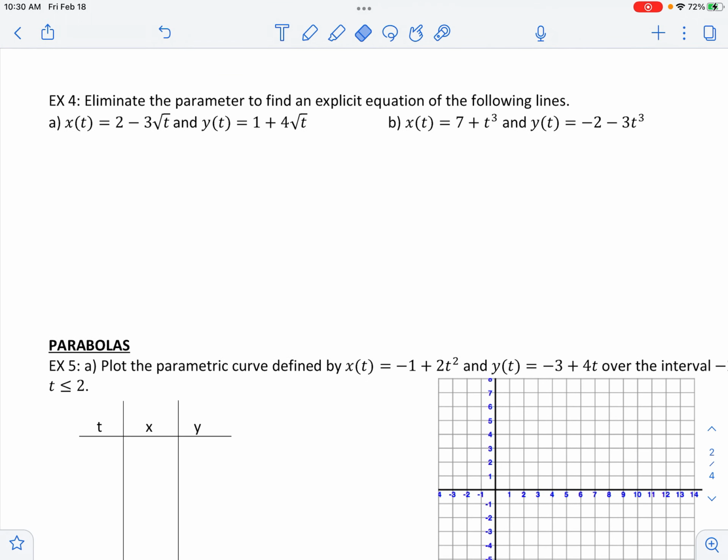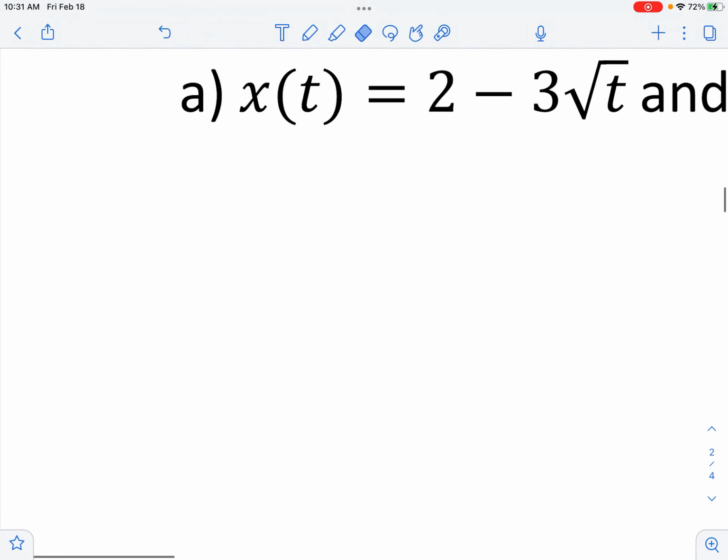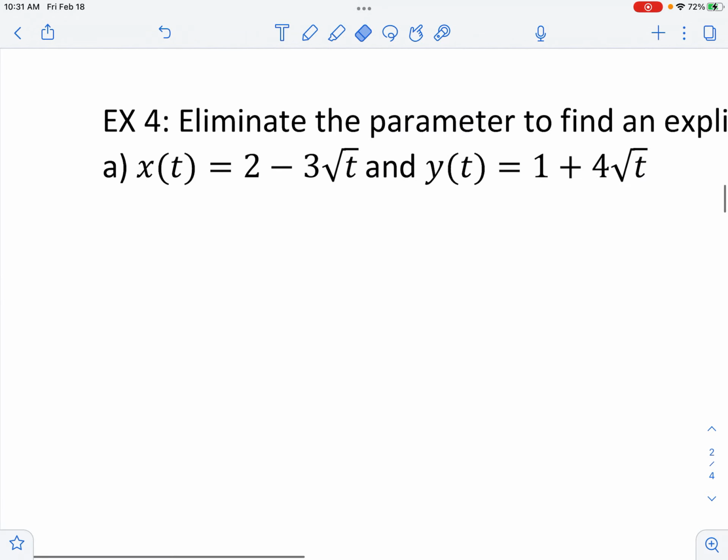Okay, next it says eliminate the parameter to find an explicit equation of the following line. So I'm going to show you 2 ways to do this, okay? I'll show you the easiest way second, and then if we want, we can do the second equation in just the easy way, or whatever you would rather do. You get to pick. So if you want to eliminate the t value in the equation, what you can do is take the first equation and solve for t. If you look, this has a root t, and this also has a root t. So I can solve the first equation for root t and then substitute the root t for whatever I get. That's what I'm going to do.